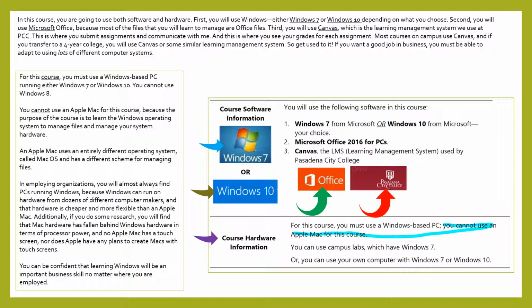In employing organizations, you will almost always find PCs running Windows because Windows can run on hardware from dozens of different computer makers, and that hardware is cheaper and more flexible than an Apple Mac. Additionally, if you do some research, you will find that Mac hardware has fallen behind Windows hardware in terms of processor power, and no Apple Mac has a touchscreen, nor does Apple have any plans to create Macs with touchscreens. You can be confident that learning Windows will be an important business skill no matter where you are employed.